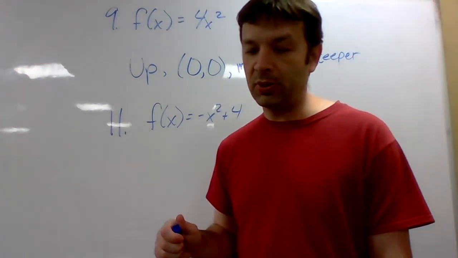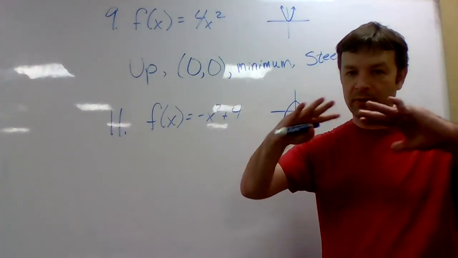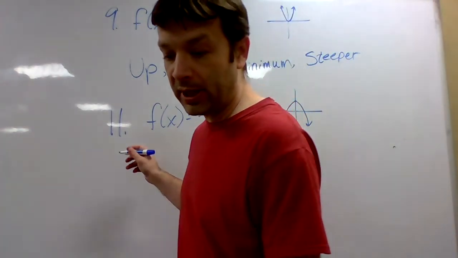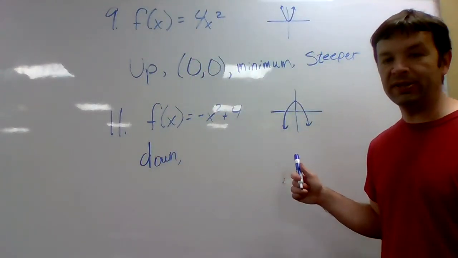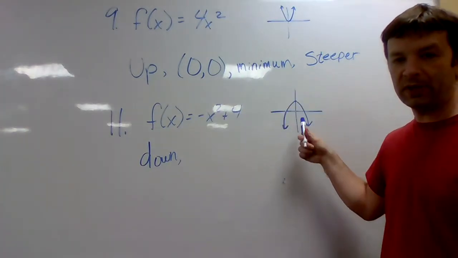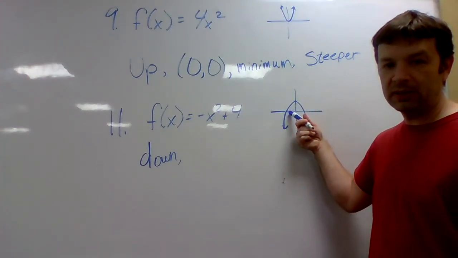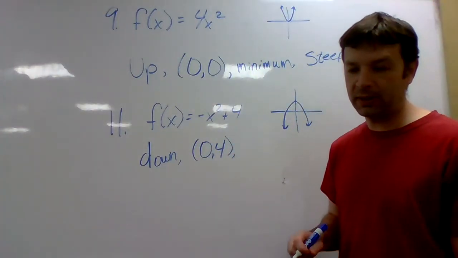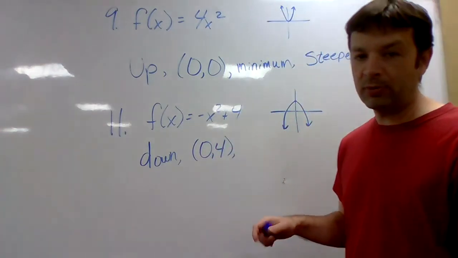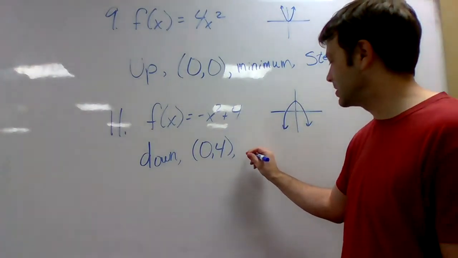All right, so the first question is, what is the direction of its opening? It opens down because the negative makes everything go down. So we're going to put down. Okay, second question, where is the vertex at? Well, because that plus 4 moved everything up 4, the vertex is up. It's not at 0, 0 anymore. It's at 0, because we're not going right or left, 0, 4. Okay, that's where the vertex is at. Is the vertex a maximum or minimum? Okay, it's at the top because the graph's going down. The vertex is at the top, so it is a maximum.